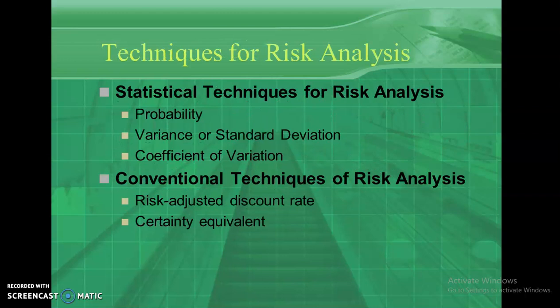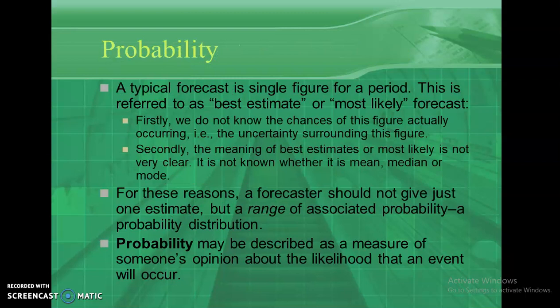Let's look into the types or techniques of risk analysis. The first one is probability. The second one is variance or standard deviation. And the third one is coefficient of variation. These are statistical techniques for risk analysis. Then conventional techniques are of different types: risk adjusted discount rate and certainty equivalent.